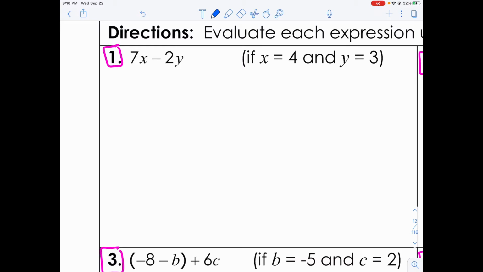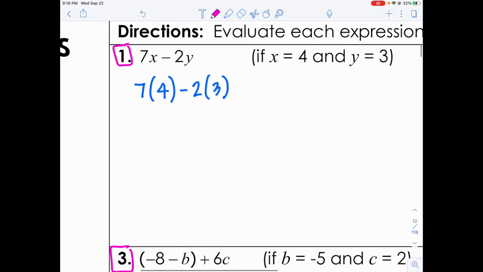The reason, for example, on number 1, if I just do 7 and then for x, I'm going to substitute in 4, if I just write a 4 like that, it doesn't look like it's supposed to be 7 times x. Now it looks like 74, and that's incorrect. So anytime you're substituting in for a variable, you need to put it inside of a parentheses. This helps eliminate the confusion of it being 74, but also it helps contain negatives with the numbers if you have them. So for our first one, this is 7 times x, and for x, I'm going to put in a 4, minus 2 times, and then for y, I'm going to substitute in a 3.